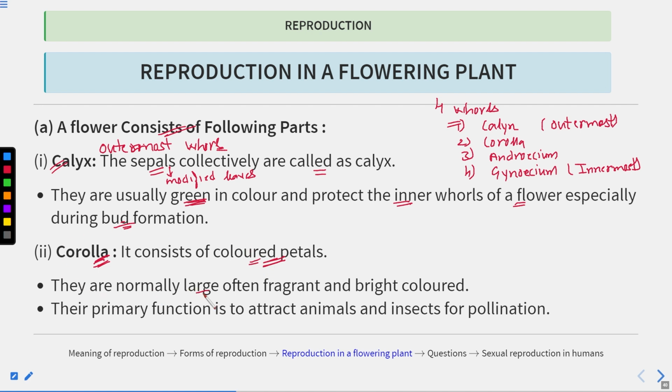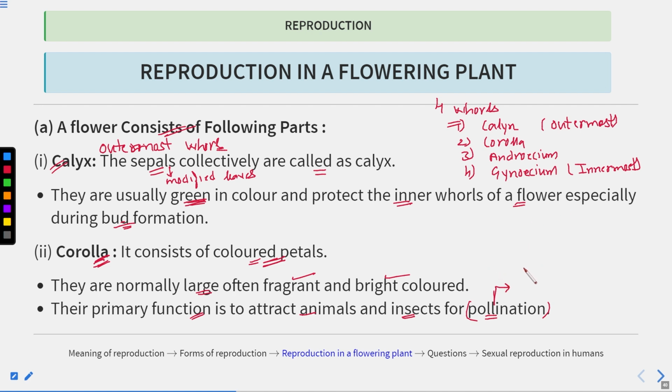Now they are normally large, fragrant, and of bright color. So this bright color is to attract the animals as well as the insects for pollination. This is the primary function of the petals. And what is pollination? It is the transfer of pollen grains from one flower to another flower, or to a similar flower also.